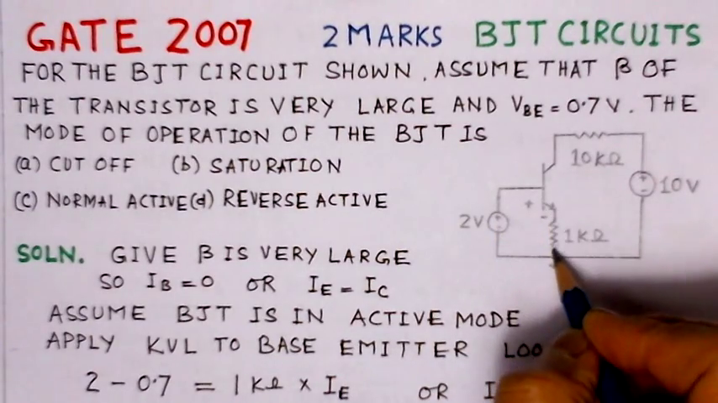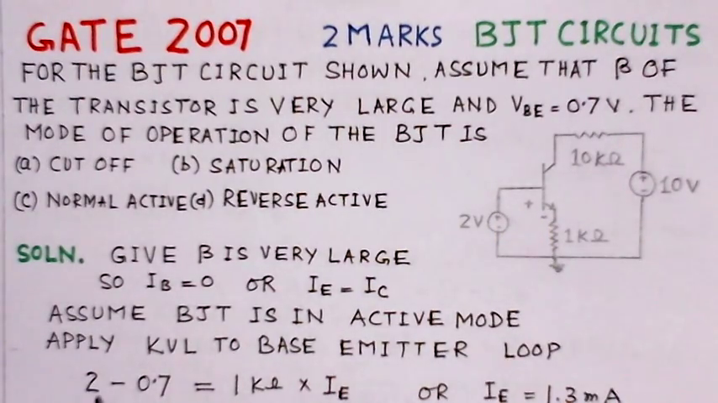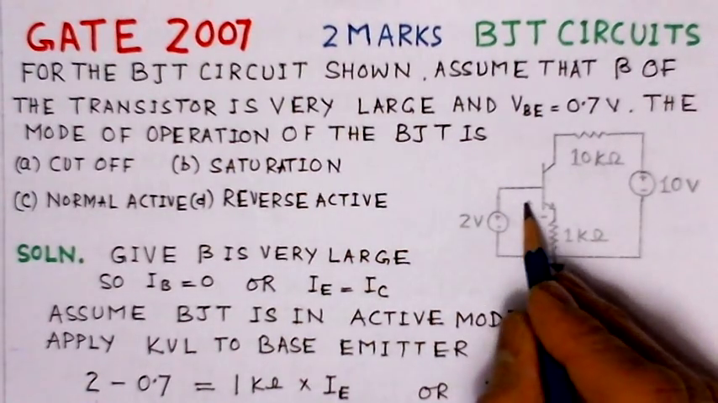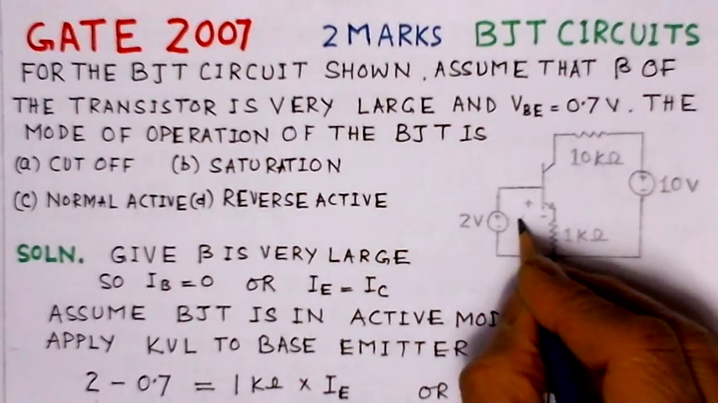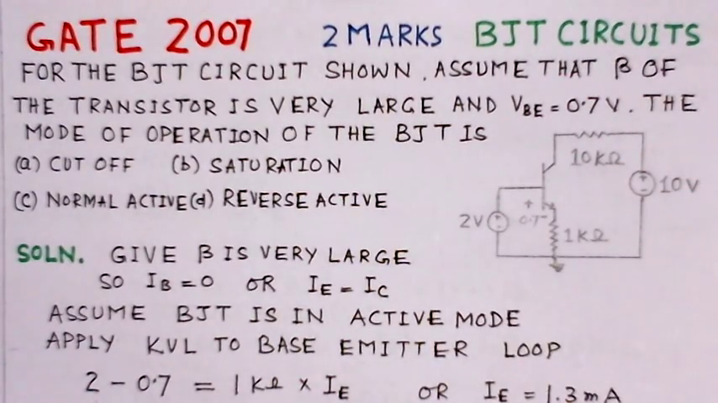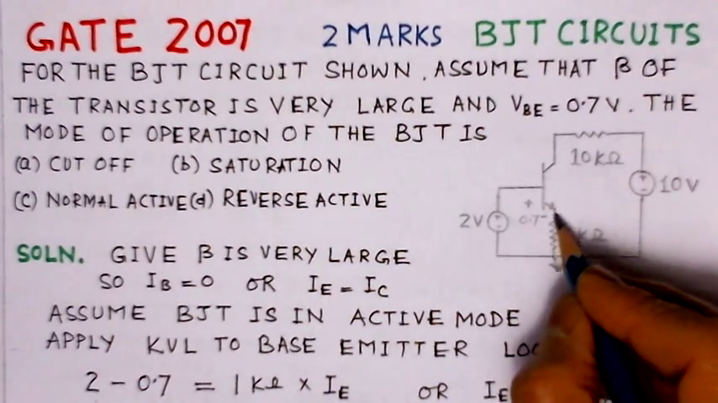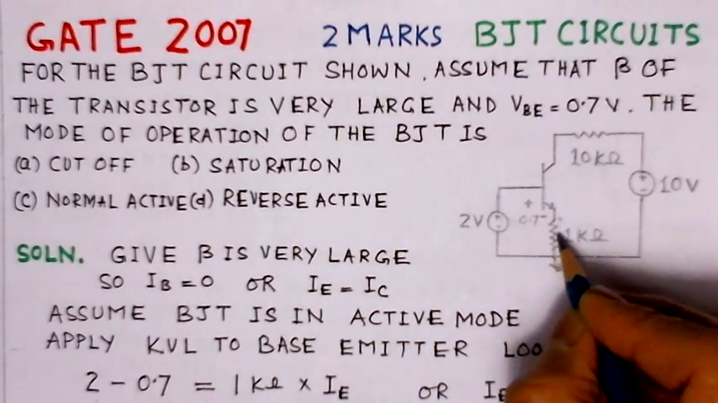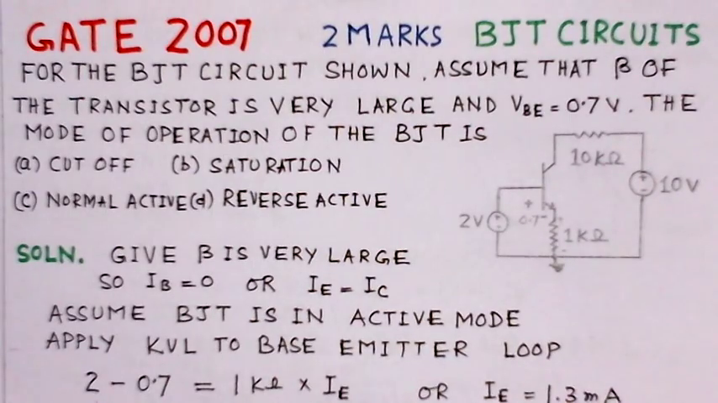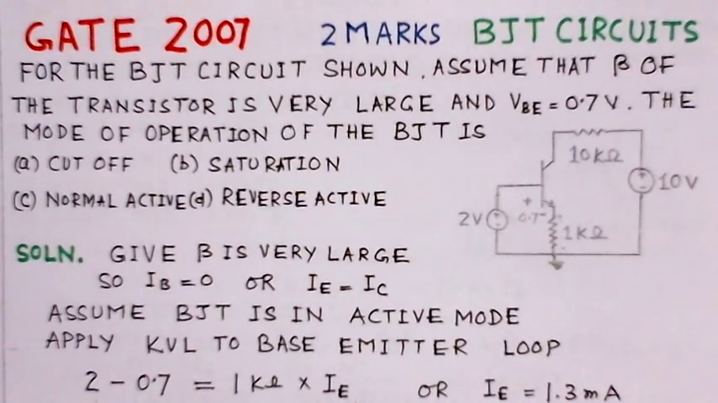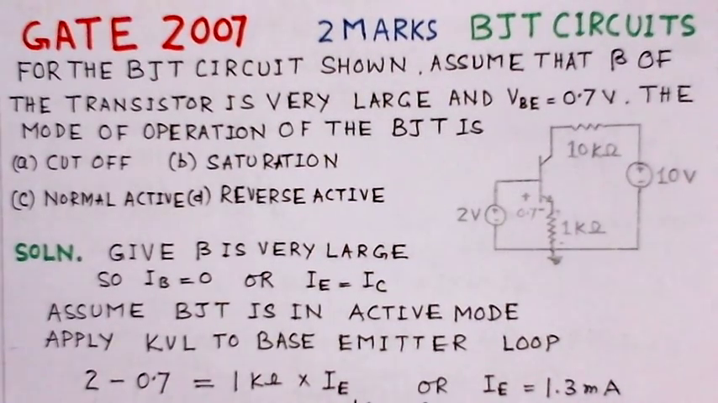In this base emitter loop, if we apply KVL, this 2 volts minus this VBE of 0.7 volts, this VBE is 0.7 volts as given, is equal to 1 kilo ohms, the emitter resistor, times IE. This drop would be in this direction. So you find the value of IE from this, and this value comes to be 1.3 milliamperes.